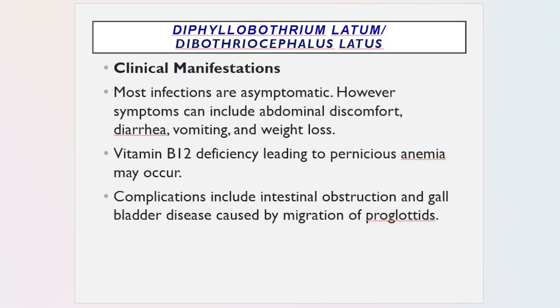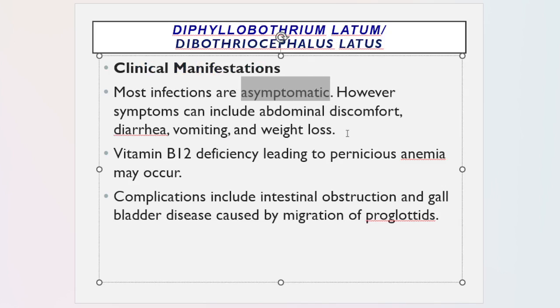So, clinical manifestations: same pa din with other cestodes, usually asymptomatic. But if there are possible signs and symptoms, yung mga clinical manifestation niya are related to the intestine: abdominal discomfort, diarrhea, vomiting, weight loss. And of course, ito yung pinaka-important, vitamin B12. It can result in vitamin B12 deficiency if a person is infected with Diphyllobothrium latum, kasi nga Diphyllobothrium latum has an affinity with this vitamin. So, that can lead to macrocytic anemia.